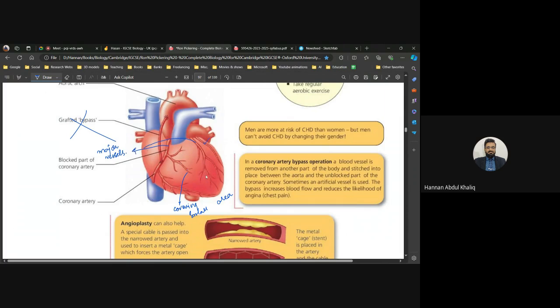The problem is the blockage, the position of the blockage matters. Suppose that there is a blockage around here. Let's mark it point A. Then there is a blockage around here, let's mark it point B. And then there is a blockage around here, let's mark it C. Which blockage is going to be the deadliest one?